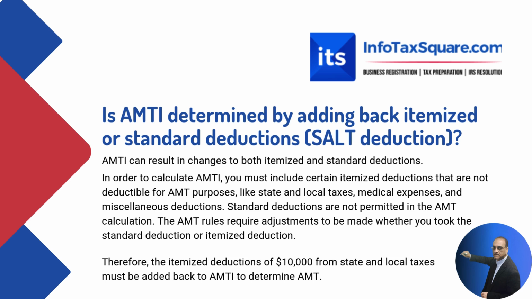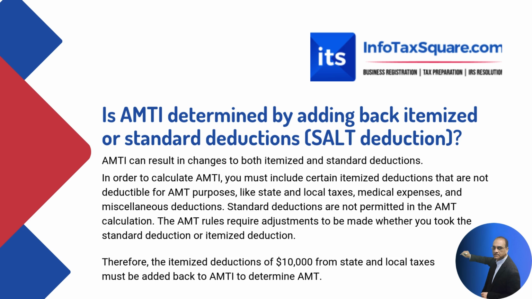Standard deductions are not permitted in the AMT calculation. The AMT, or alternative minimum tax, rules require adjustments to be made whether you took the standard deduction or not. Therefore, the itemized deduction of $10,000 from state and local taxes must be added back to AMTI to determine AMT.